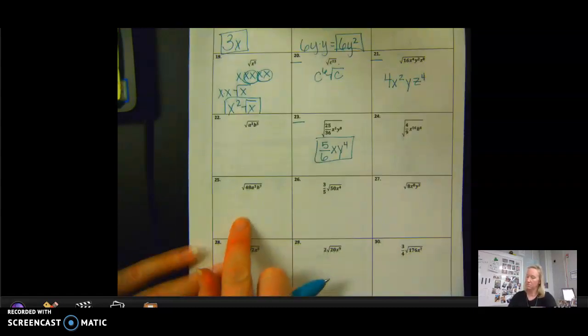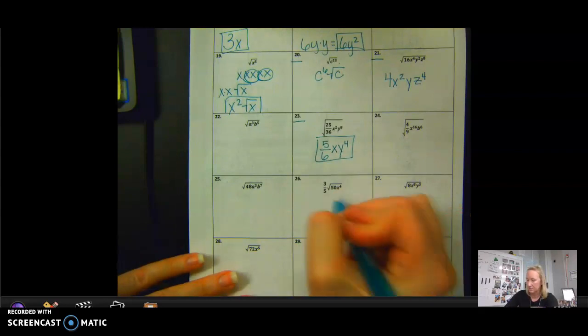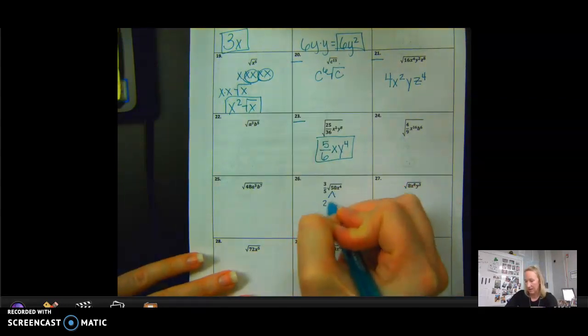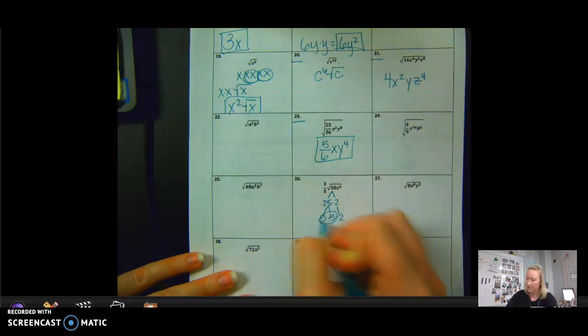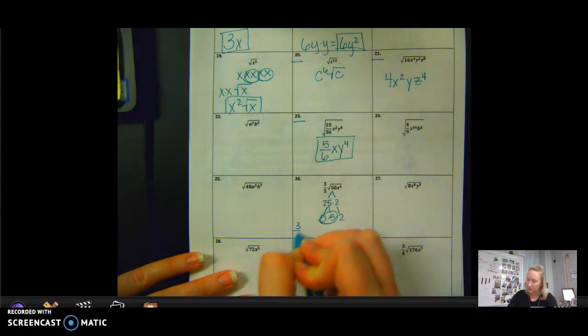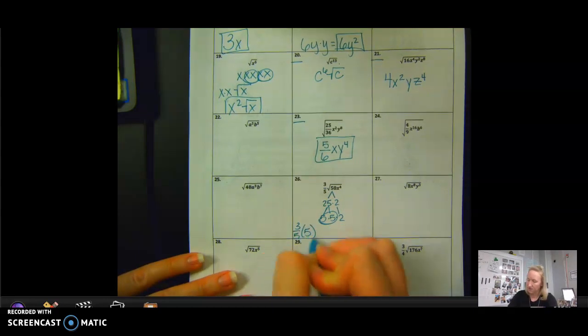Let's look at 26. Break down 50 into 25 times 2. 25 breaks down into 5 times 5. Bring down my 2. I have a pair of 5. So on the outside, I have 3/5 times 5.